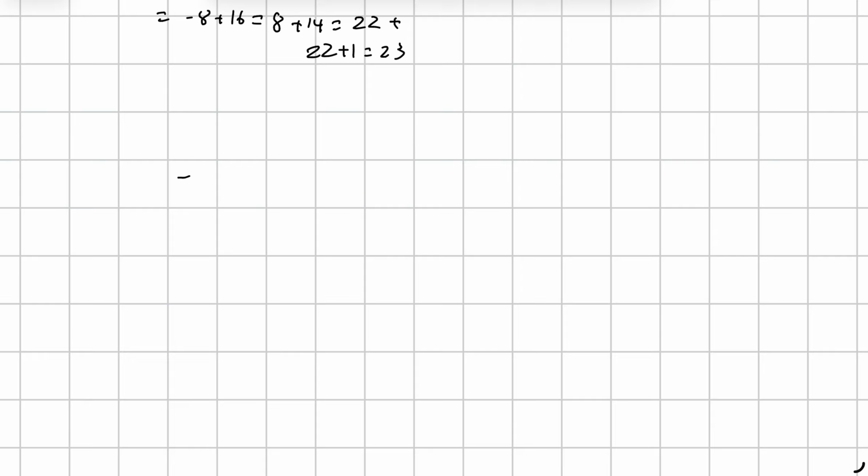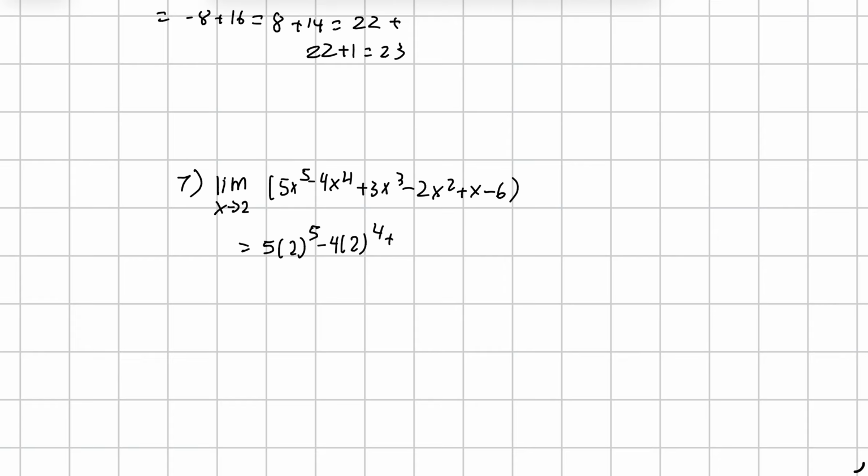So now let's do a seventh example. We have the limit as x approaches 2 of 5x to the power of 5 minus 4x to the power of 4 plus 3x cubed minus 2x squared plus x minus 6. So again, for all of our x's, we just sub in 2. We have 5 times 2 to the power of 5 minus 4 times 2 to the power of 4 plus 3 times 2 to the power of 3 minus 2 times 2 squared plus 2 minus 6.